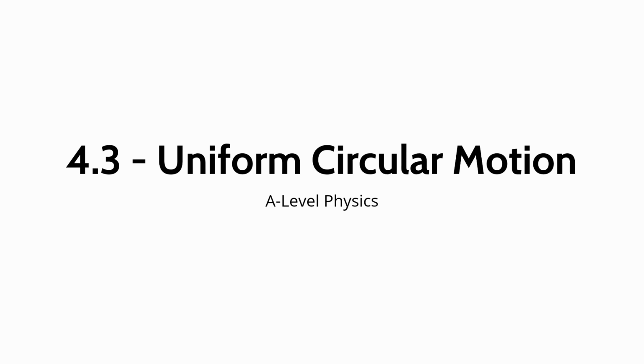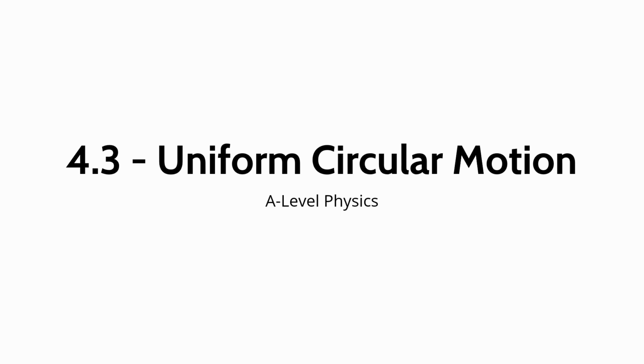In Unit 2 of A2, or Unit 5, we're going to be looking at fields, so that's gravitational fields, electric fields, magnetic fields. And when it comes to gravitational fields, which is one of the earlier topics we come to, we deal with things like orbiting planets. And that involves a knowledge of circular motion. So I'm going to be teaching you uniform circular motion, which is a topic from Unit 4, so it's 4.3. So it's a little bit out of sequence.